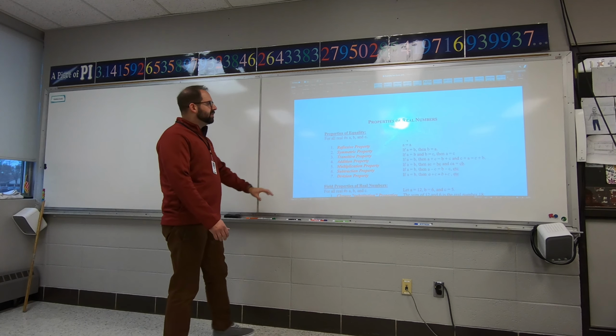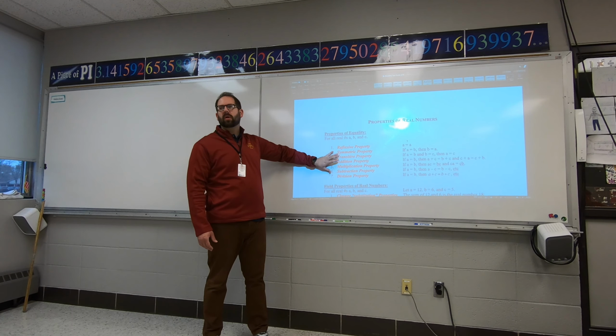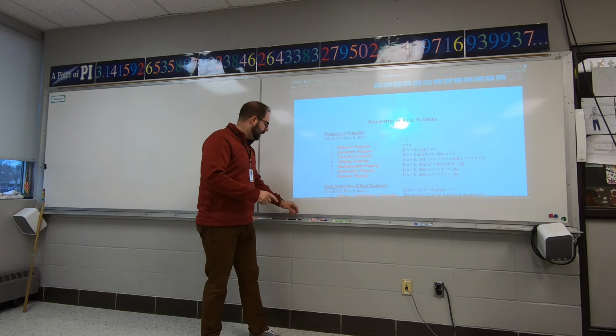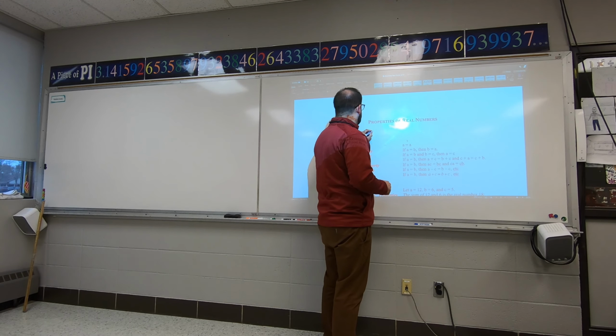So the properties of equality. We talked about these yesterday. What do you use these properties of equality for? What type of problem? A problem with the equals. It has to have an equal sign. It has to be an equation only. That's good thinking. So it has to be an equation only.